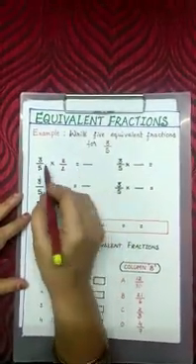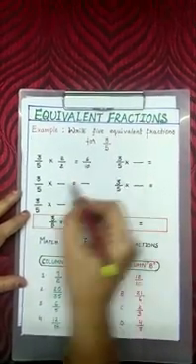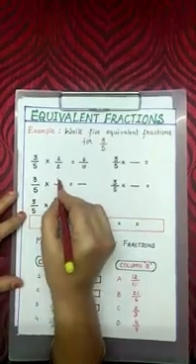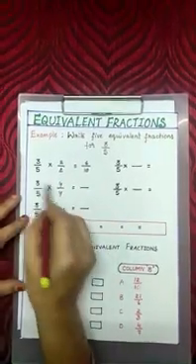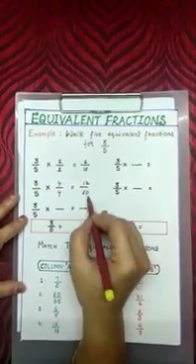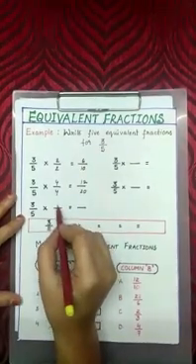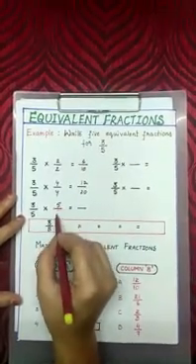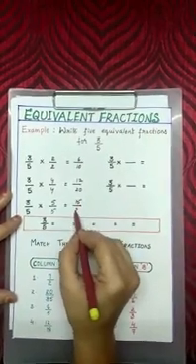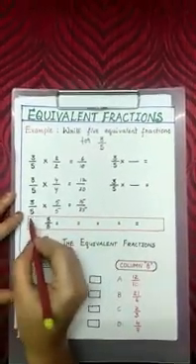Any fixed number you can take. 3 2s are 6 and 5 2s are 10, where this 6/10 is equivalent to 3/5. Now take one more fixed number, 4. 3 4s are 12 and 5 4s are 20, where this 12/20 is equivalent to 3/5. Now one more fixed number, 5. 3 5s are 15 and 5 5s are 25, where this 15/25 is equivalent to 3/5.